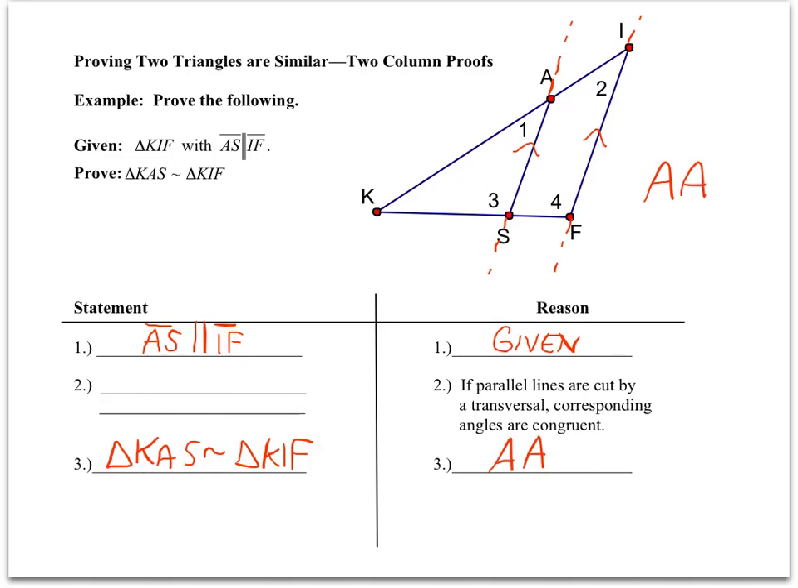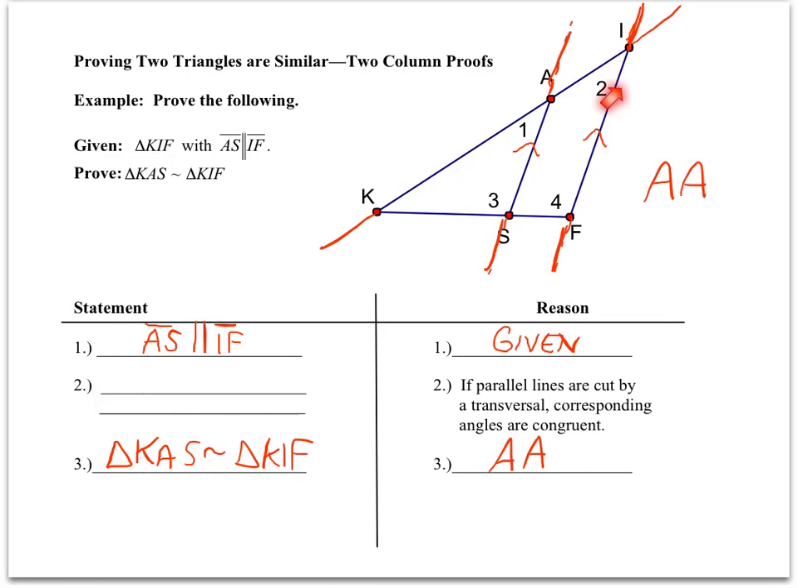Now filling in the missing pieces. The reason is already given for you. If parallel lines are cut by a transversal, then corresponding angles are congruent. So here I've extended these lines to show that, well, these parallel lines are now cut by transversals. The first transversal is KI, so I can extend this here. And what we have is that angle 1 and angle 2 must be congruent because these are corresponding angles.